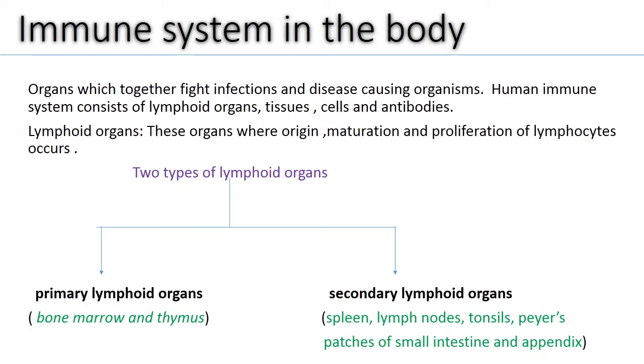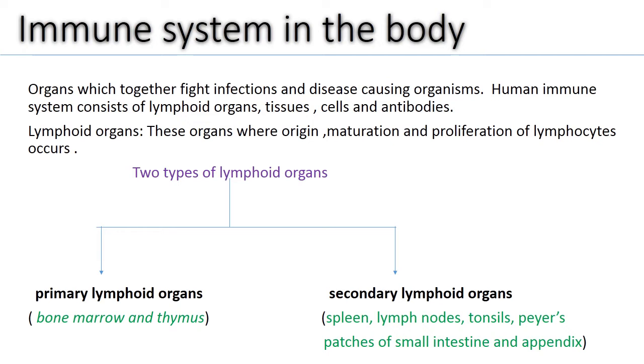Next is the immune system in the body. As human beings, we have a wonderful system in our body to fight against disease causing organisms. That means for giving immunity, our body requires many organs. All these organs together are considered the human immune system. The main motto of the immune system is identification and destruction of pathogens.